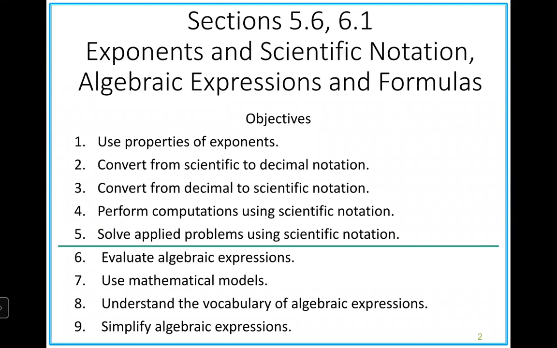Okay, so this morning we will be finishing off the section of chapter 5, 5.6. We won't be doing 5.7, and then we're going to begin chapter 6, section 6.1.